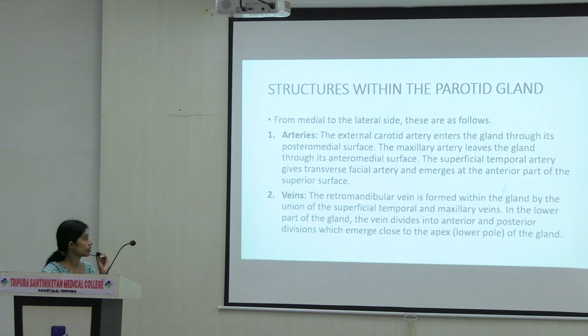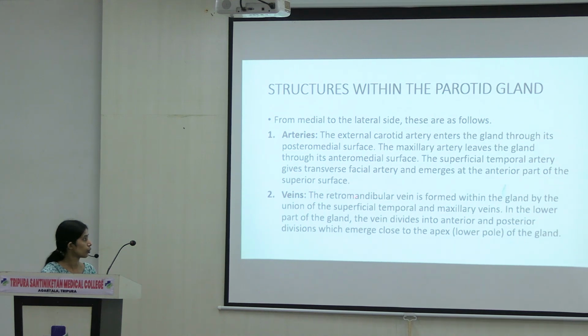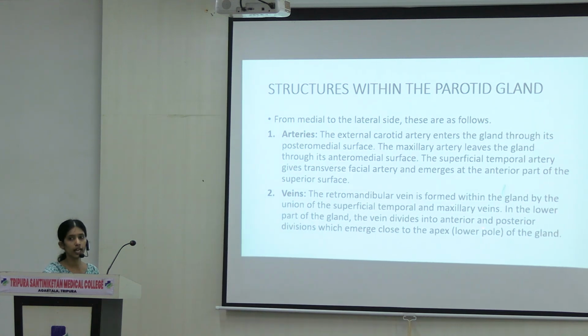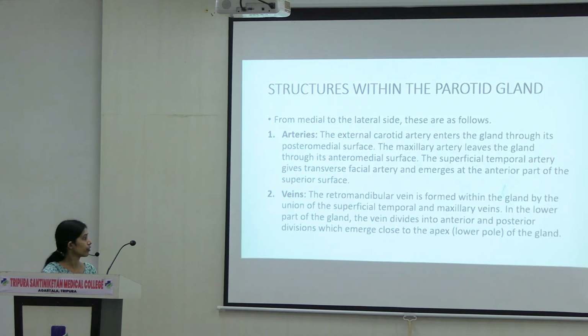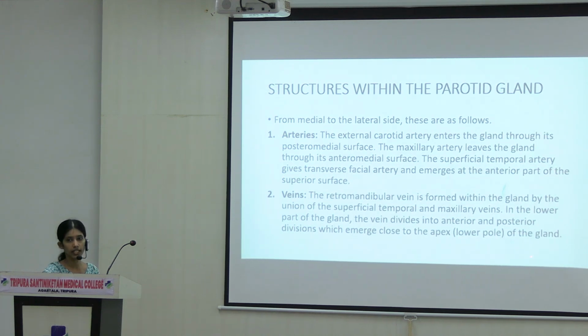We have the retromandibular vein. It is formed within the gland by the fusion of the superficial temporal vein and the maxillary vein. This is your MCQ question. Note down: the retromandibular vein is formed by the union of the superficial temporal vein and the maxillary vein. In the lower part of the gland, the vein divides into anterior and posterior divisions which emerge close to the apex of the gland. I have already mentioned this point.